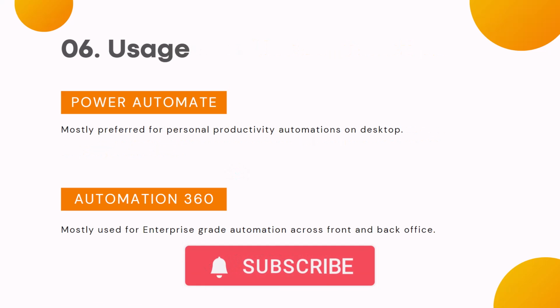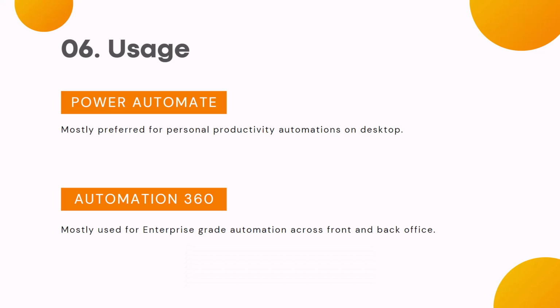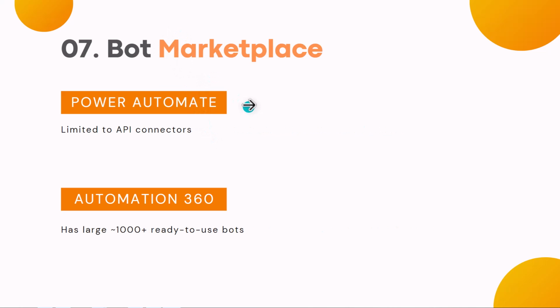In terms of usage, Power Automate is mostly preferred for personal productivity automations on desktop, whereas Automation 360 is mostly used for enterprise-grade automation across front and back office. Bot marketplace: in Power Automate, it's currently limited to API connectors. However, in Automation 360, there is a large set of ready-to-use bots, approximately 1000 plus.